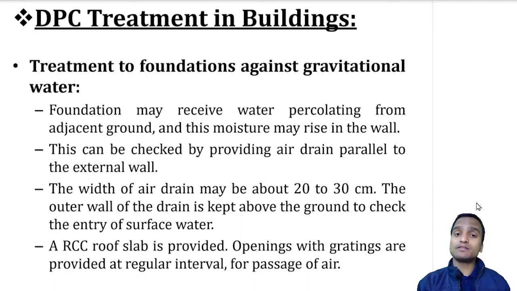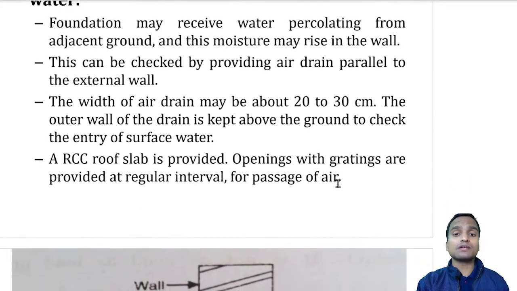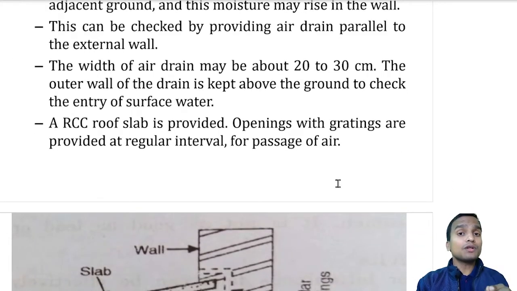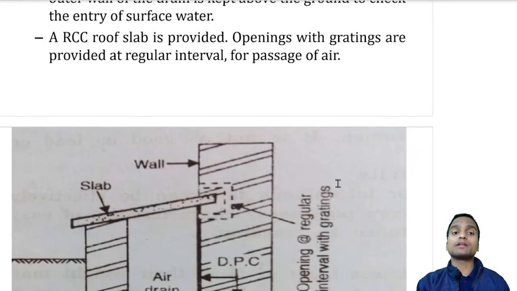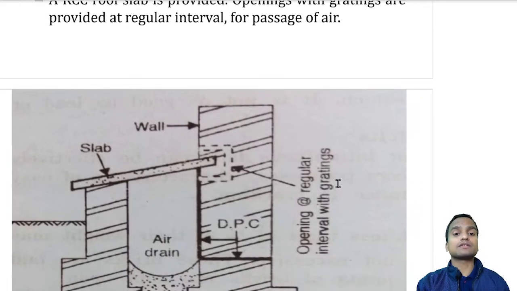Now this air drain is really amazing. The width of air drain may be about 20 to 30 centimeter, and the outer wall of the drain is kept above the ground to check the entry of surface water, and a RCC roof slab is also provided over the air drain. Okay, and openings with gratings are provided at regular interval for passage of air.